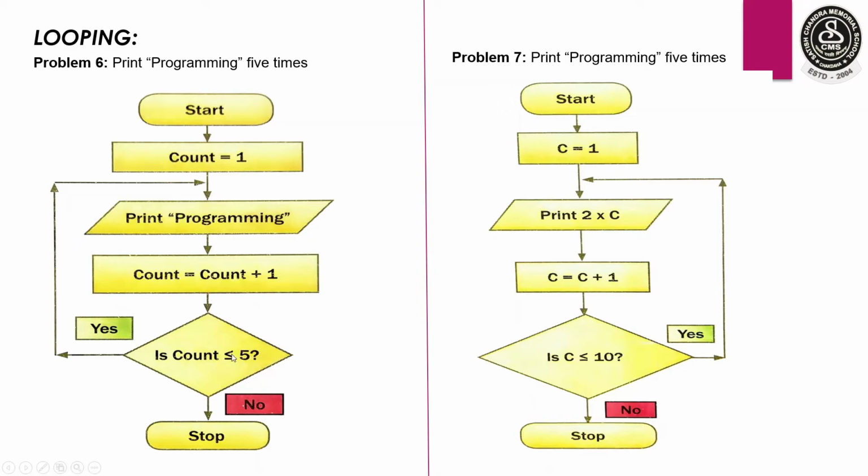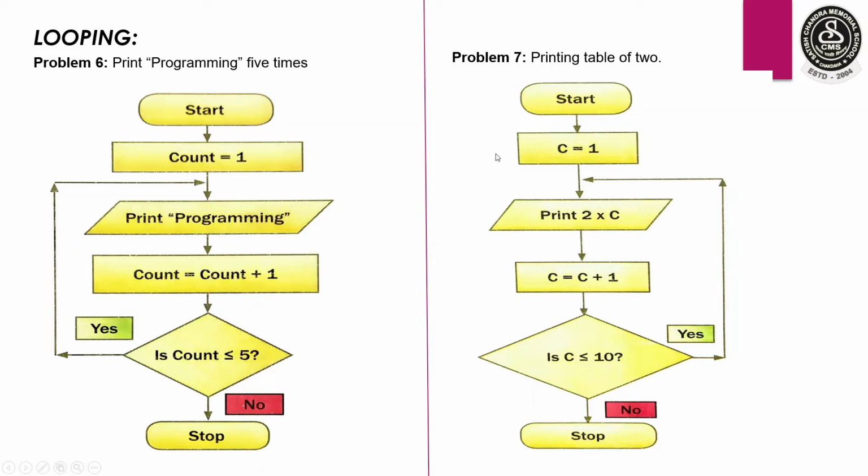Now it is checking, is count less than or equal to 5? Yes, it is 5. Then also it will print programming. That means 5 times covered. After that, count plus 1. That means 5 plus 1, that will be 6. Is 6 less than or equal to 5? No. So if it is no, it will stop the program. So that is the program of looping.